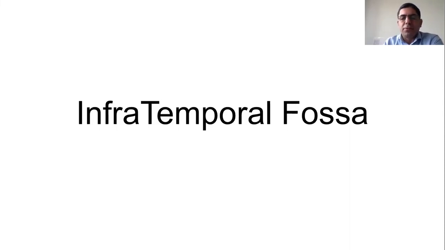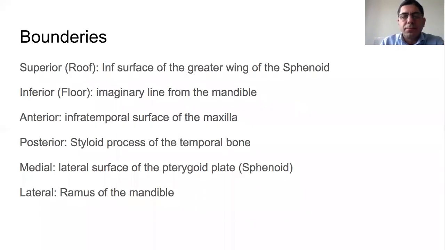What's the infratemporal fossa? Let's think about it. You have a temporal bone, and infra is below. So it's the area lower than the temporal area. So, infratemporal. Where is this? We need to look at the boundaries and understand what this region is and where it is. Let me show you something here.